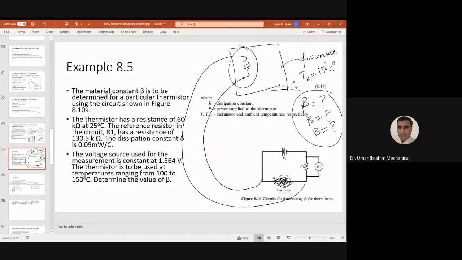ये बात हमने सिर्फ confirm करनी. यहाँ तक clear है, student? Any questions so far? Then we will go for the calculations. Yes, sir. No, sir, clear.